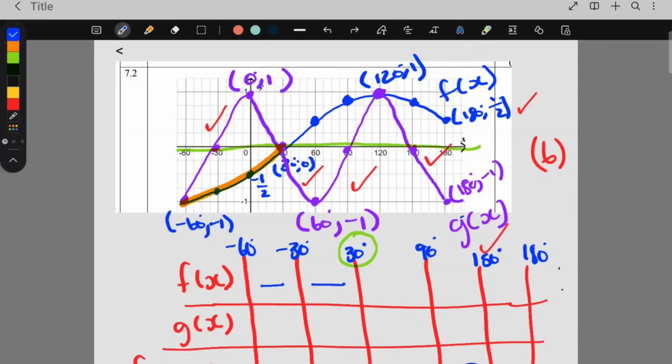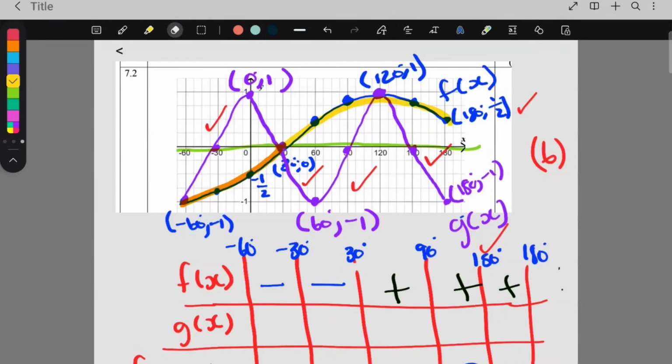Then I ask, what happens after 30? After 30, the blue graph is always above the green line. So here's 30. After 30, it's above: plus, plus, plus. Okay?